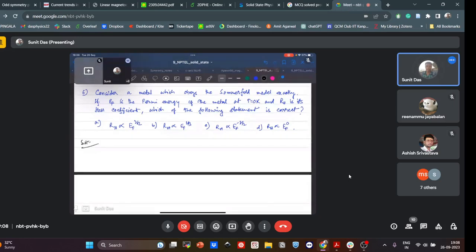So consider a metal which obeys Sommerfeld model exactly. Now given that EF is the Fermi energy at T equal to 0 Kelvin and RH is its Hall coefficient, which of the following statements is correct?